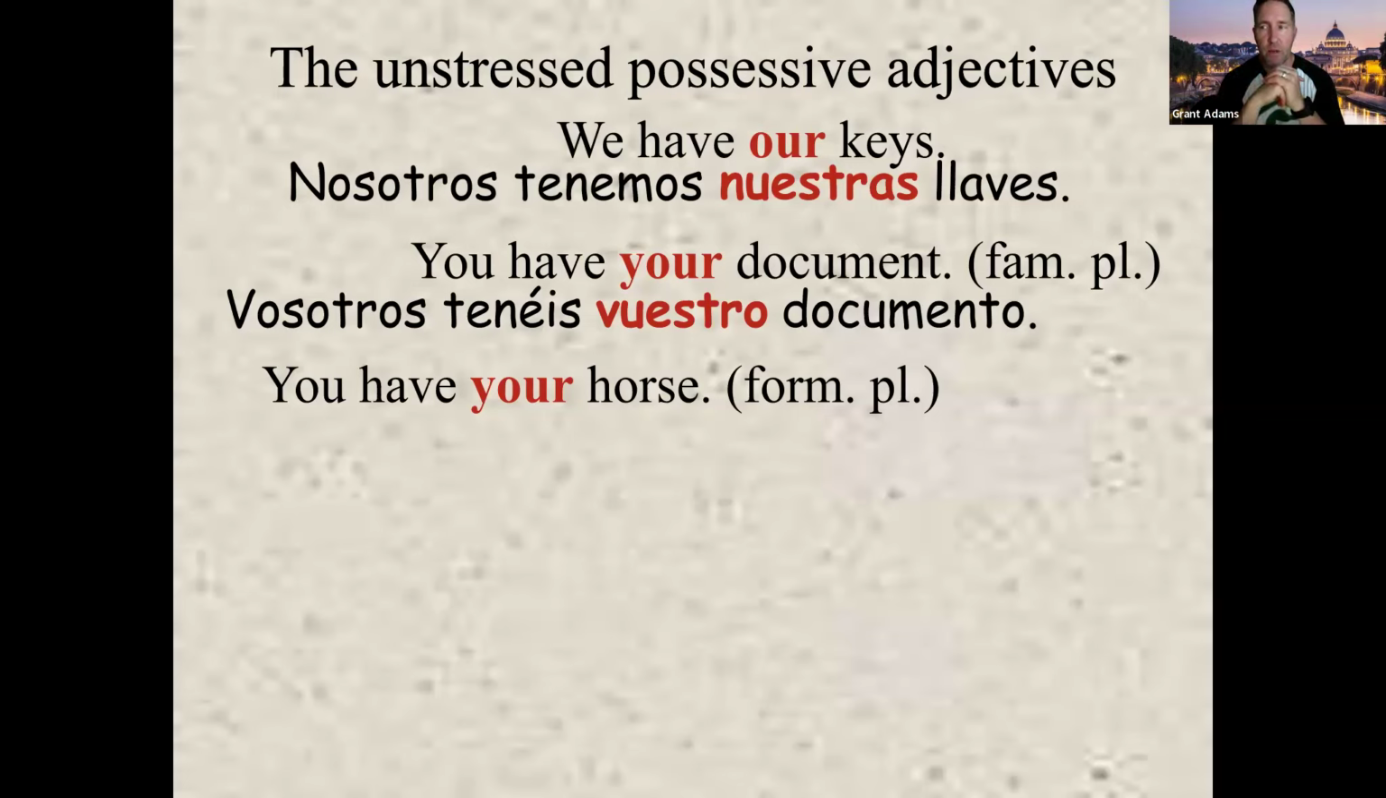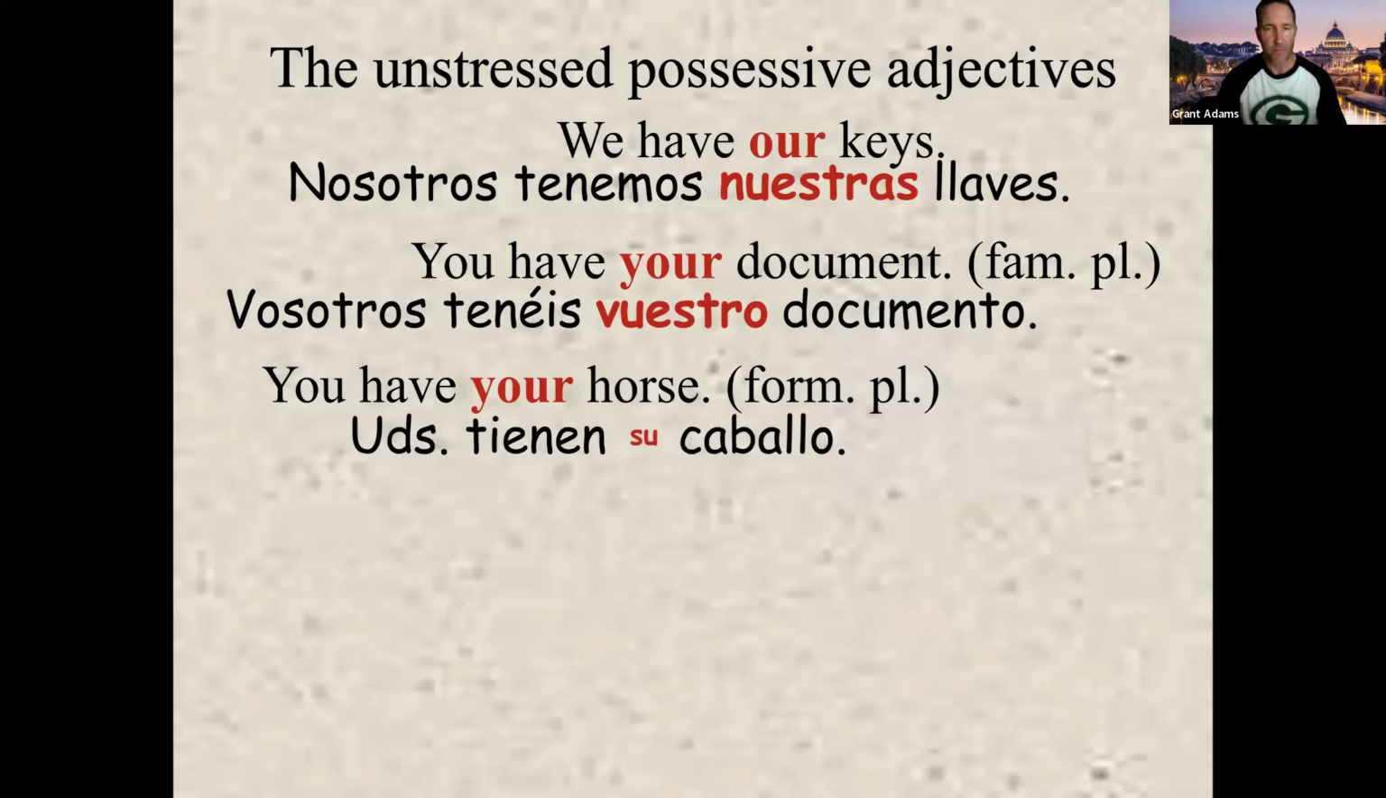Good, excelente, Shannon. Okay, okay. Careful. The su or the sus would connect with caballo. It's the adjective for caballo. Good, excelente, excelente. Now, we're not saying we have your horse, Victor. You guys have your horse. So here's what it looks like. ¿Listos? Ustedes tienen su caballo. Ustedes tienen su caballo. Excelente, muy bien. Okay, siguiente, almost done here.